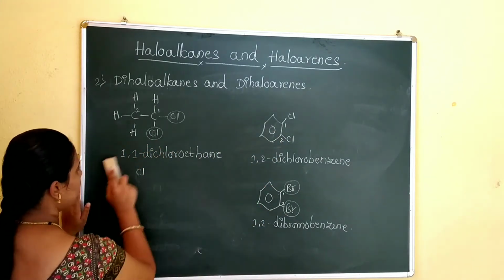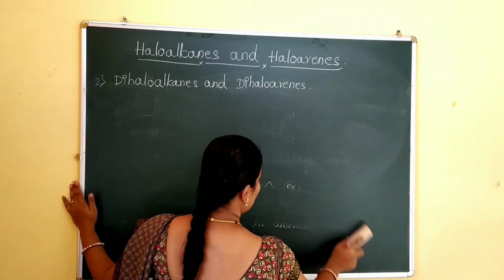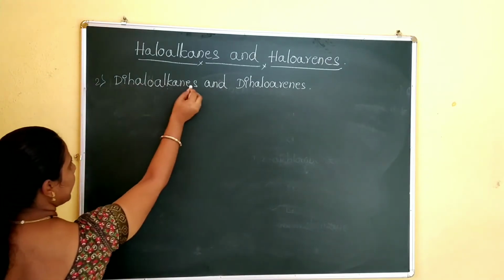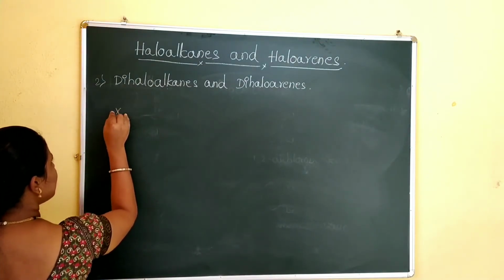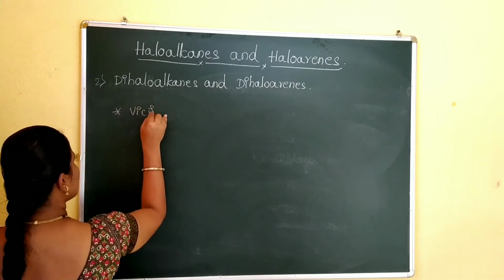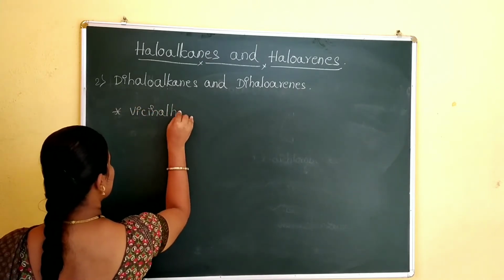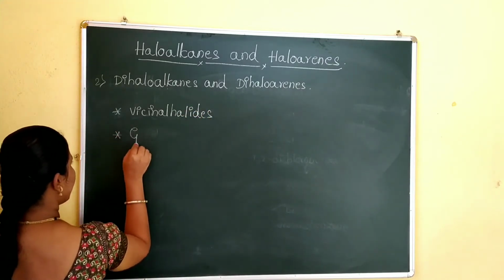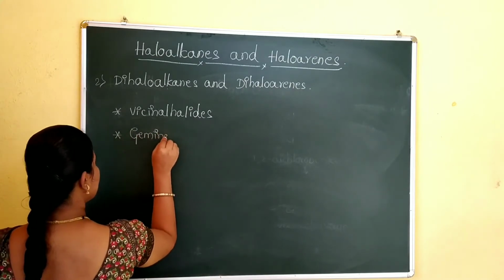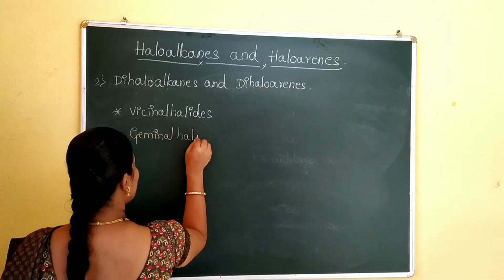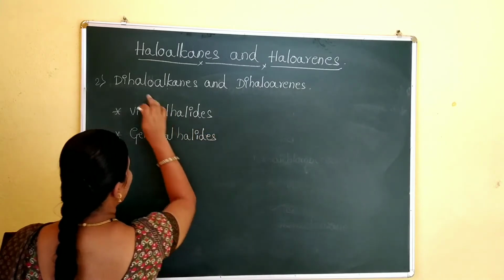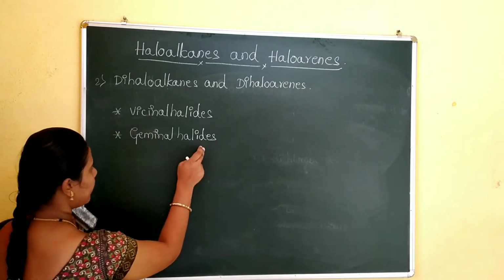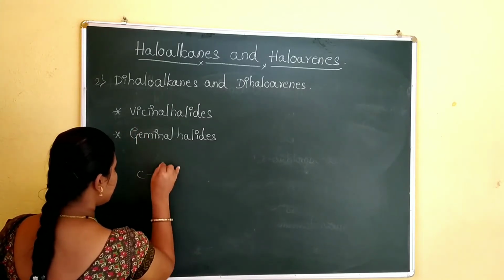See here, there is one more important point. These dihaloalkanes are classified into two types: vicinal halides and geminal halides. What are these vicinal halides and what are these geminal halides? See here, I will take some examples.